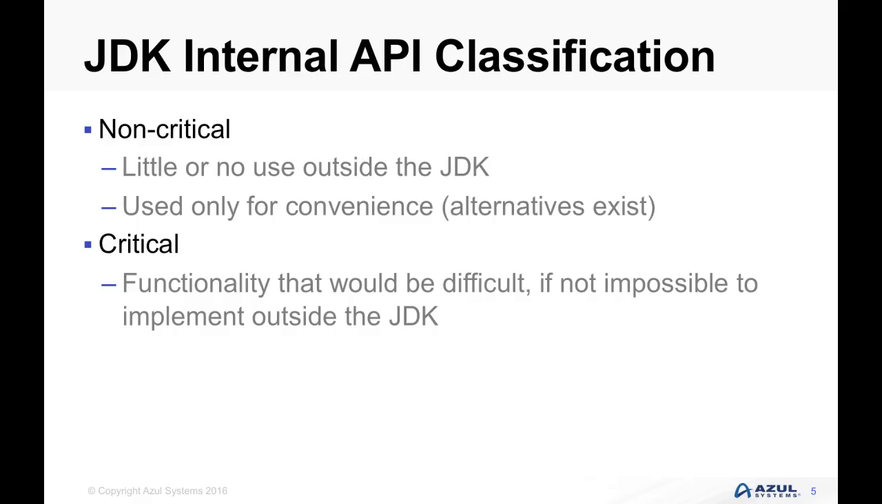And the critical APIs are things where you've got functionality that's just too difficult to replicate or just downright impossible to replicate outside of the JDK. Things like sun.misc.unsafe, there's some system signal handling stuff, there's some reflection stuff, and also some finalization things that kind of fall under that. There's about 6 classes which are considered critical.